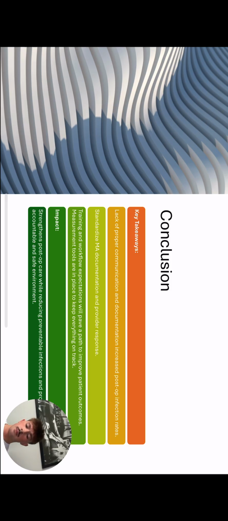This project not only improves postoperative care for CTR, but also creates a safer and more accountable clinical environment. Through ongoing training, structured workflows, and a continuous measurement of our intervention, we can significantly reduce preventable infections and create lasting improvements in patient outcomes.